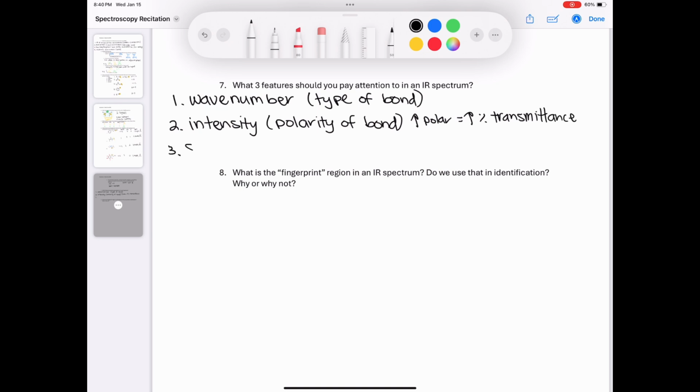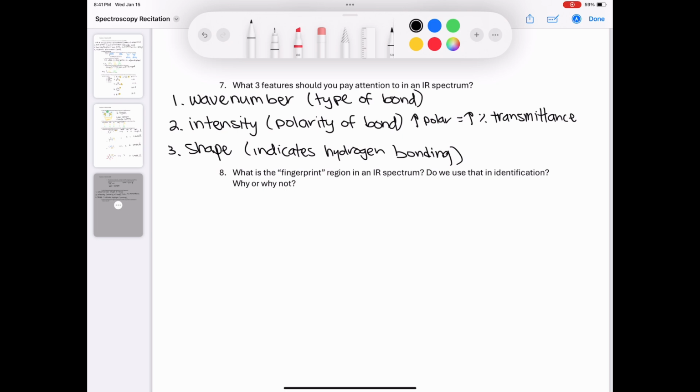And number 3 is the shape of the peak. So is it really broad or is it really narrow? This is going to indicate hydrogen bonding. So the more broad and spread out the peak is, that's going to indicate that hydrogen bonding is present in the molecules. The final question asks us, what is the fingerprint region and is it useful for identification?